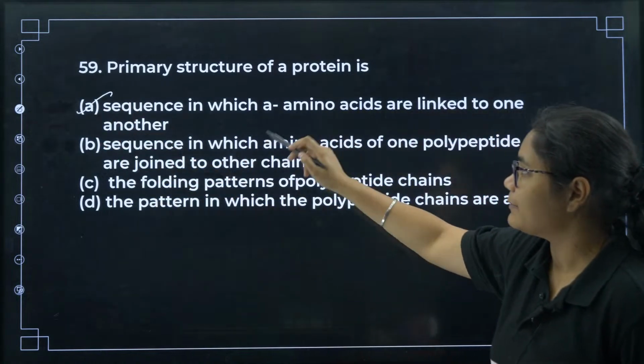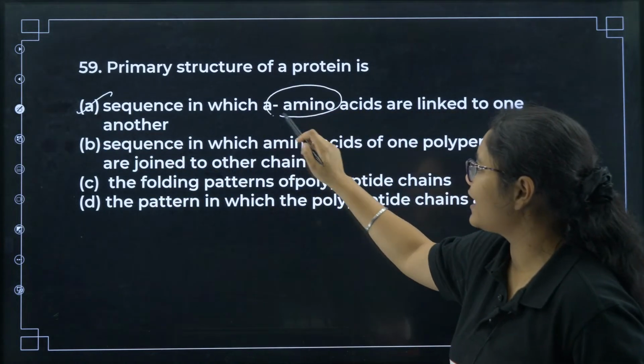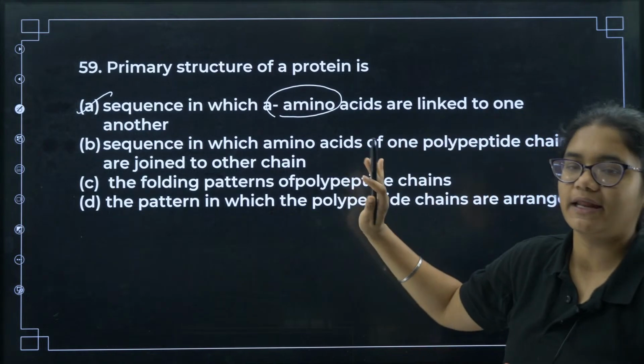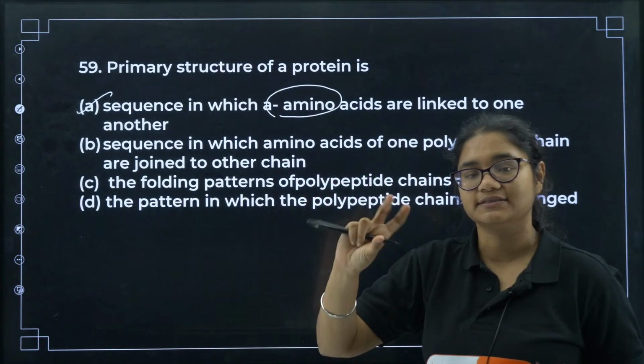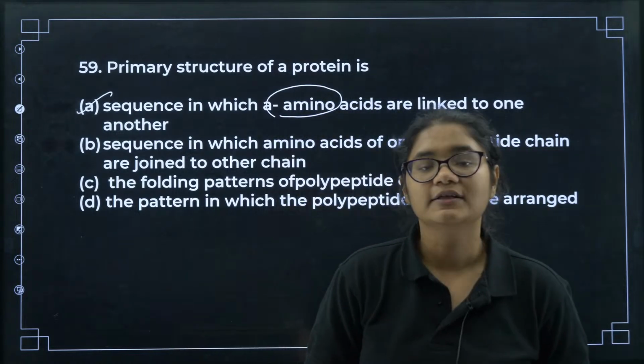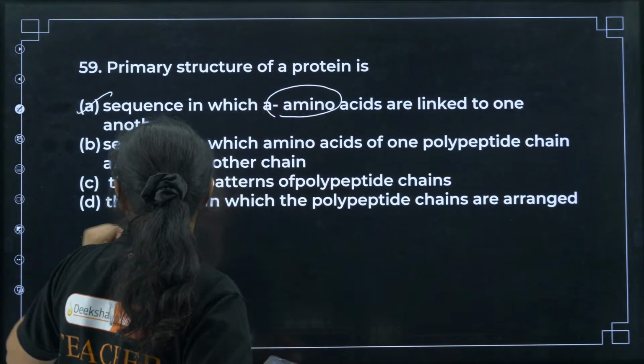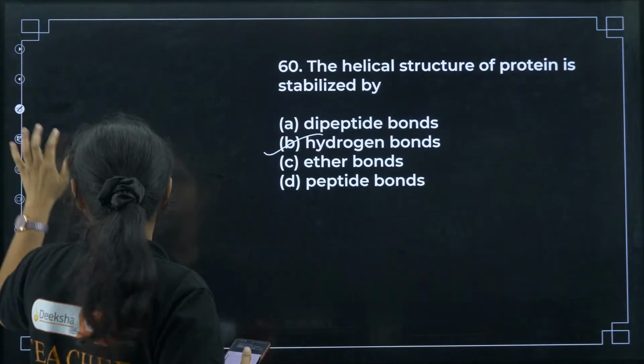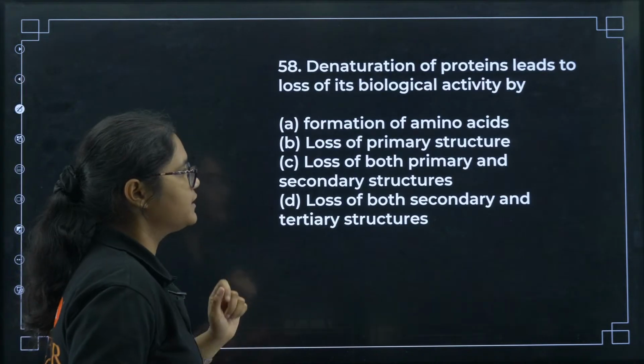Okay, the primary structure tells you about the alpha amino acids that are linked to one another. So if the primary sequence is disturbed, the protein function also gets disturbed. Okay, so that is why the correct answer is option number A. Next, we will go to question 58.